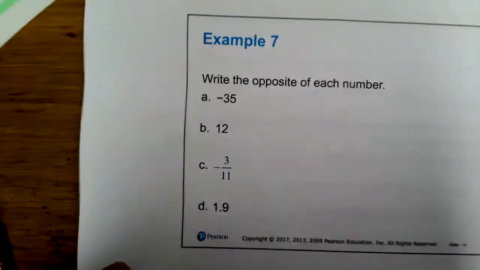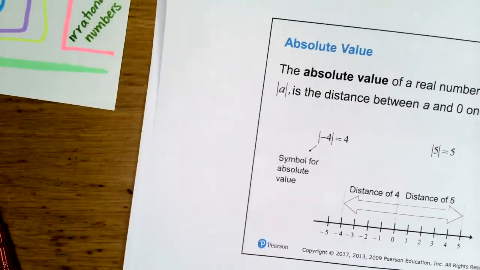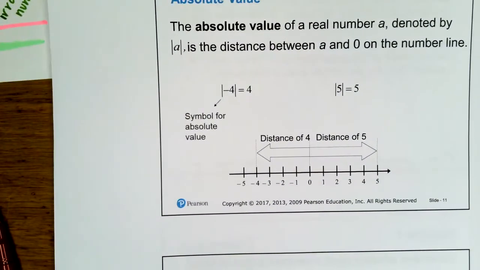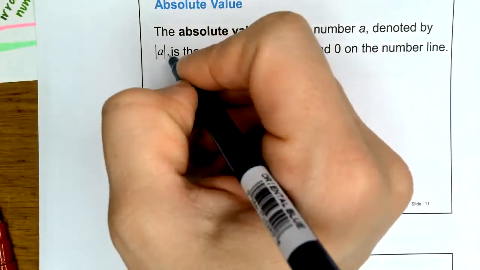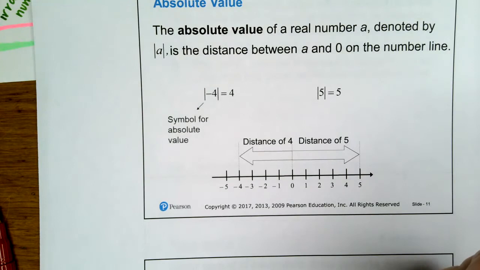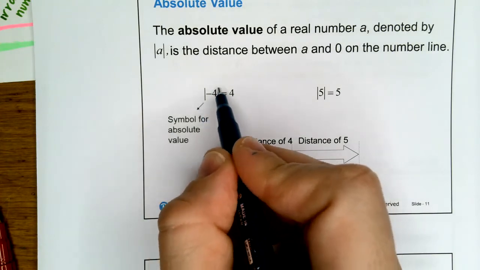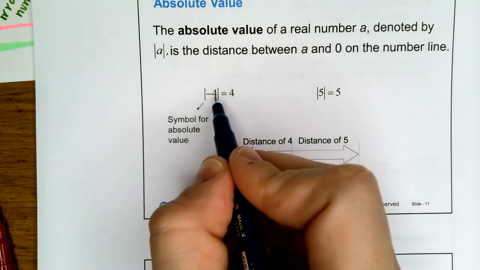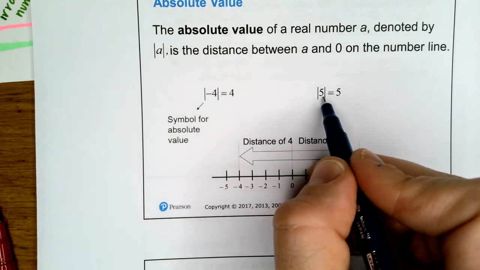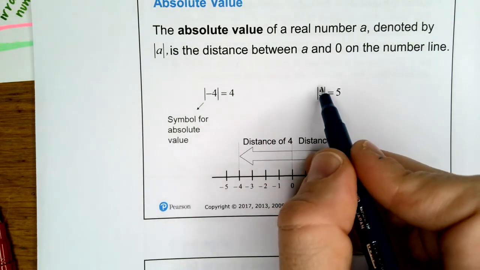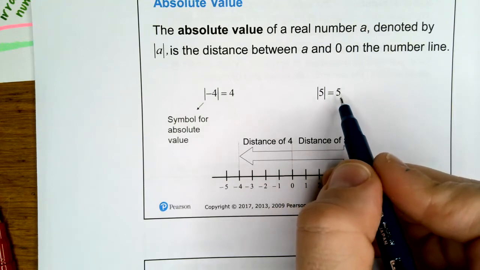All right, we said we would talk about absolute value today. The absolute value of a real number A, denoted by A between the absolute value bars, is the distance between A and 0. So -4 within the absolute value bars, when we take it out of the absolute value bars, we get a +4, right? +5 within the absolute value bars, when we take it out, it's a +5.